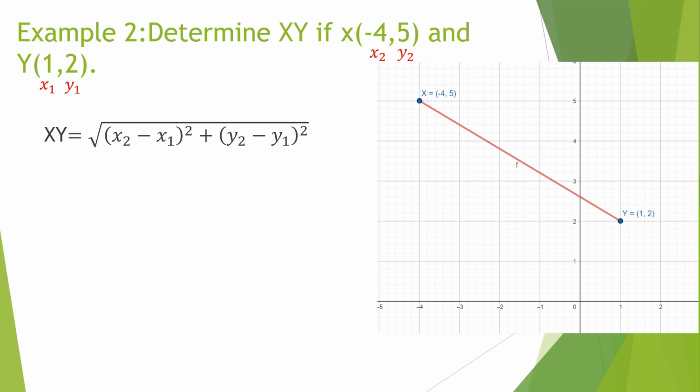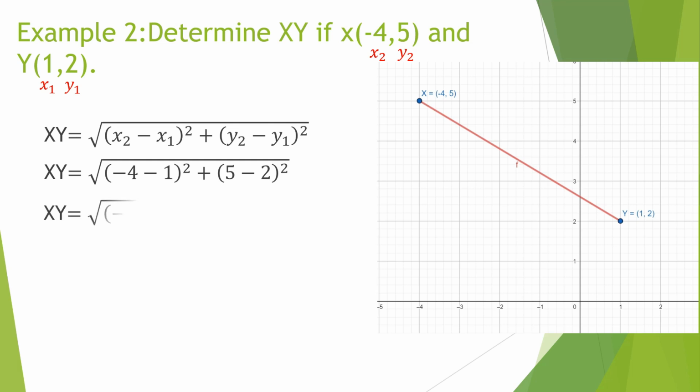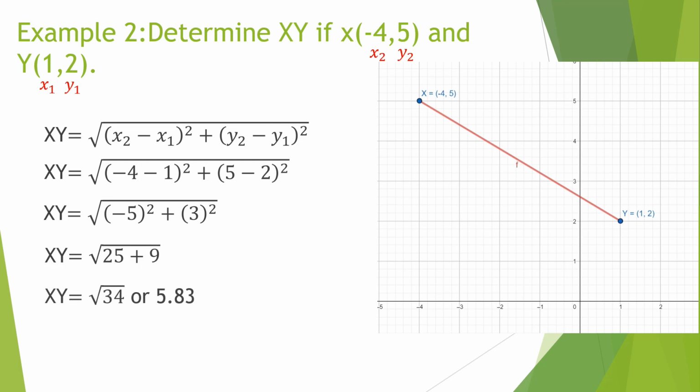So let's substitute in the formula. x sub 2 is negative 4 minus x sub 1, which is 1, squared, plus y sub 2, which is 5, minus y sub 1, which is 2, squared. Then simplify: negative 4 minus 1 is negative 5, and 5 minus 2 is 3, squared. Then XY equals the square root of negative 5 squared, which is 25, plus 3 squared, which is 9. What is 25 plus 9? That is 34. So the square root of 34.